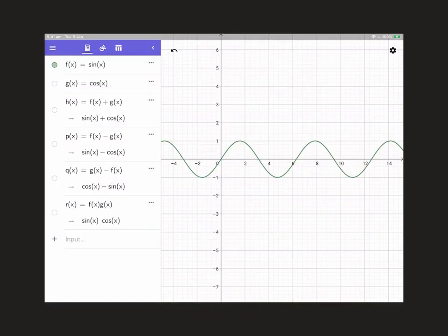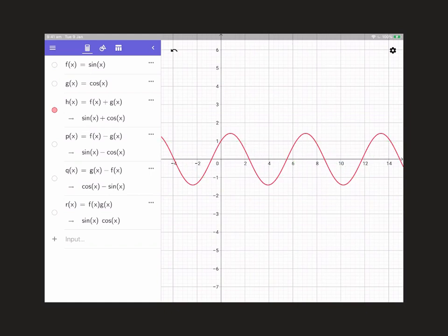And finally, I want to show you some graphs of combined sine and cos functions. So there's your sine function, there's your cos function. So if I add the two functions together, I get that red graph. And you can see it's still cyclical. There it is there.